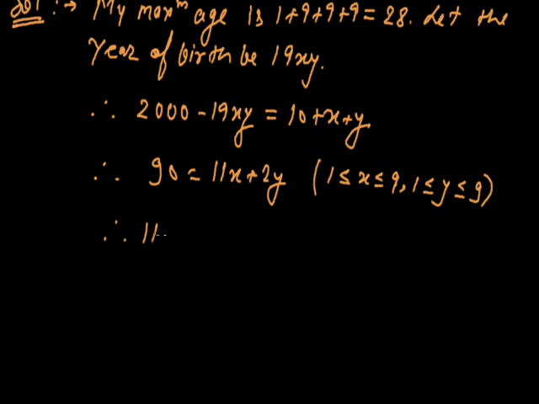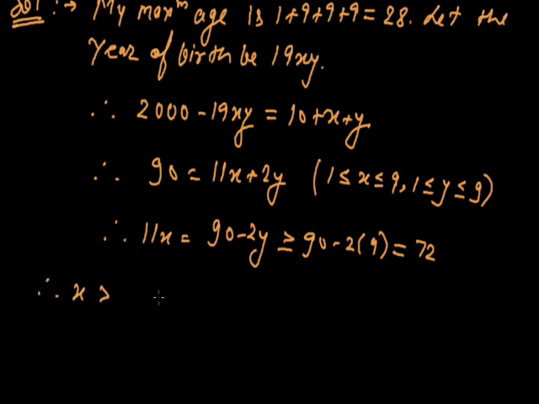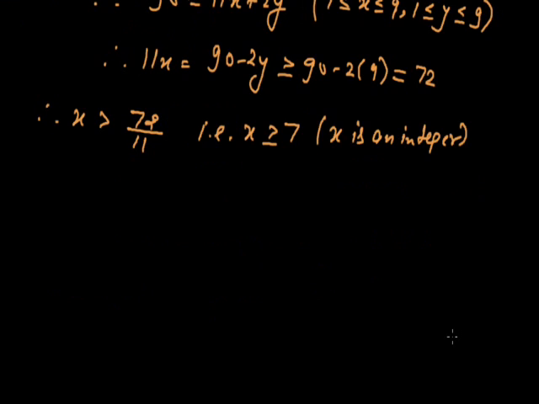So I can say that 11x is equal to 90 minus 2y, that would be greater than or equal to 90 minus 2 into 9, that means 90 minus 18, that means greater than or equal to 72. So I can say that x is greater than or equal to 72 by 11. From here I have that x is greater than or equal to 7, where x is an integer and also x is even.